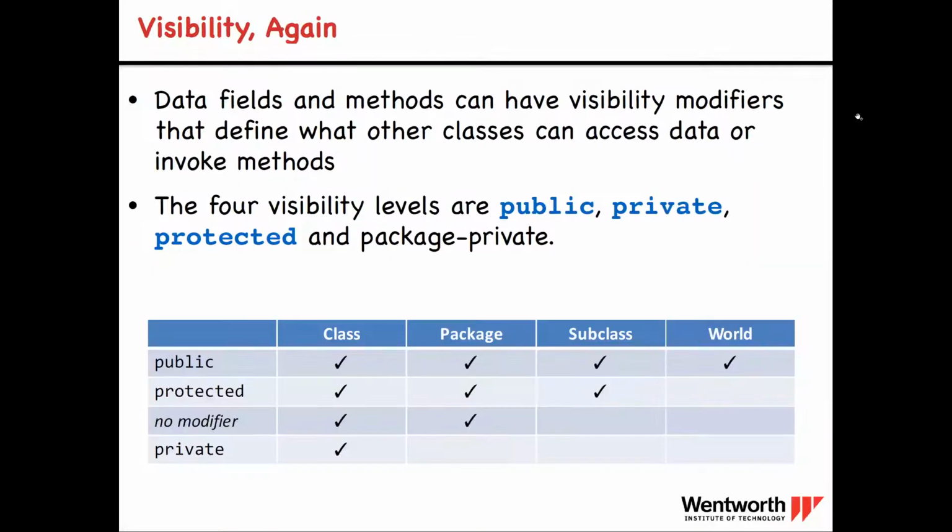So real quick, we talked about visibility last week. I just want to give you a quick overview again, because we've talked more about specifically what this protected modifier means. So your data fields and your methods have these visibility modifiers that define what other classes can access data or invoke the methods. So your four visibilities are public, private, protected, and package private. Package private is when there is no modifier.